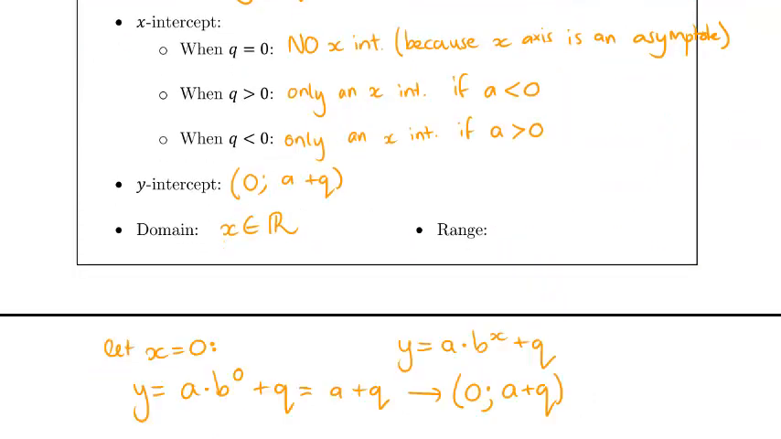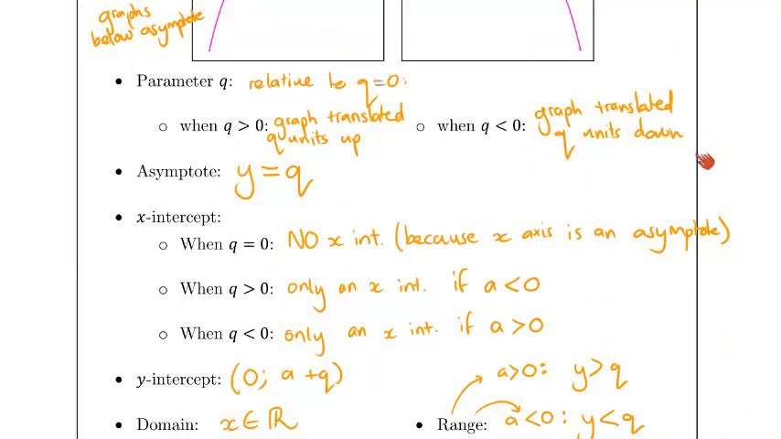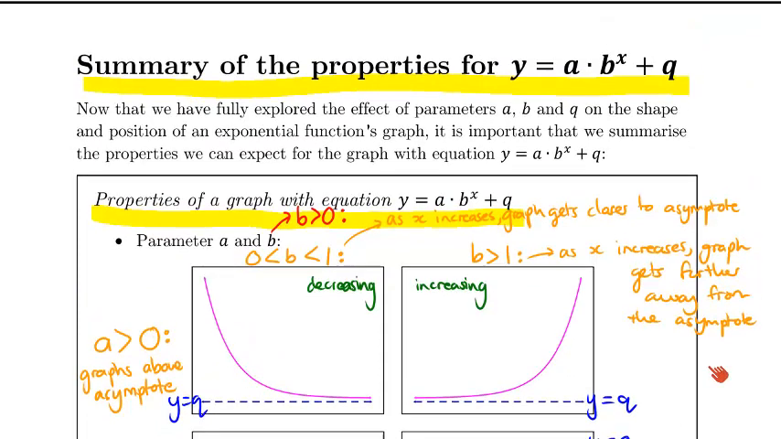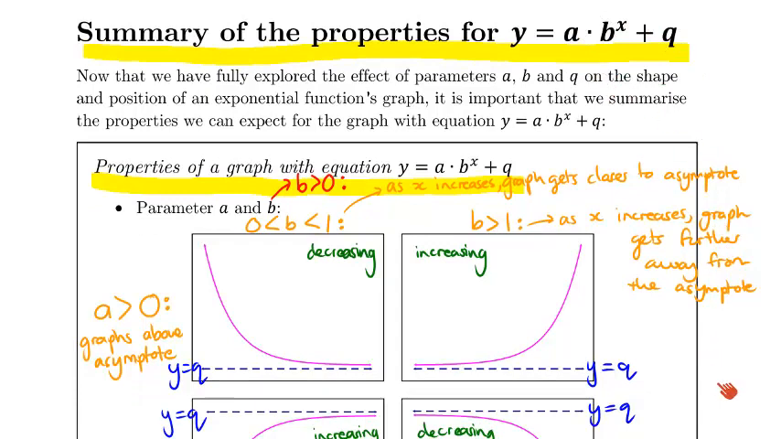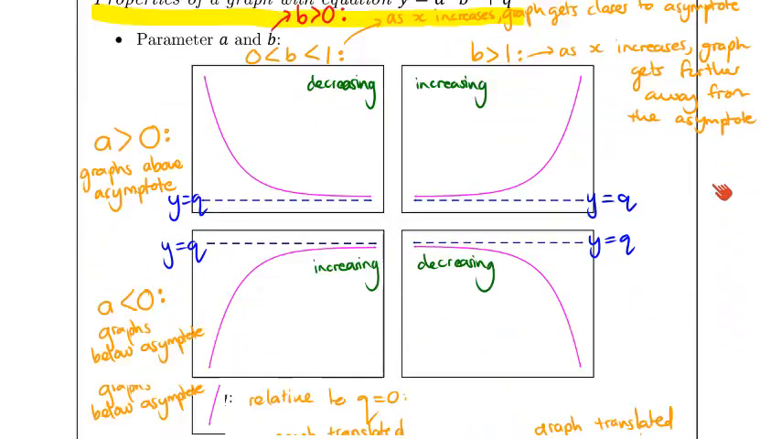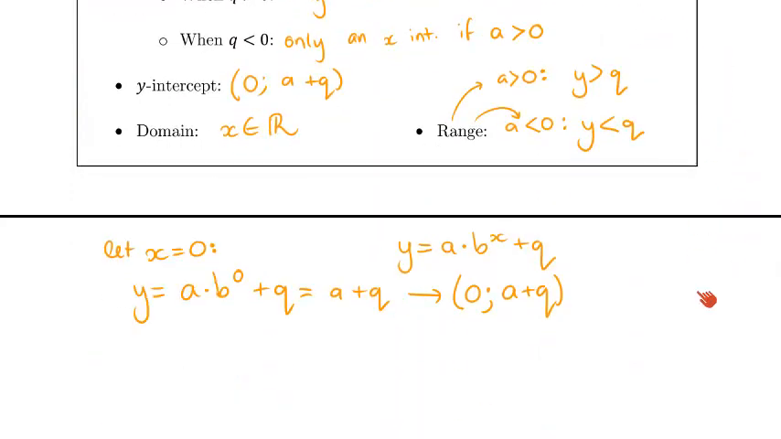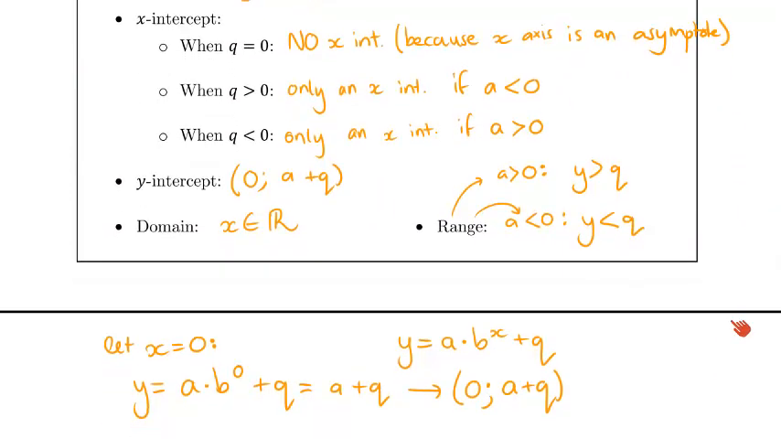So what's the conclusion we can have for the range? Well, if a is greater than 0, then the range is that y is greater than whatever the q value is, whatever the value of the asymptote is. Whereas if a was less than 0 over here, then our conclusion is that the range will always be less than that q value. And there you have it, guys. That is the properties of exponential functions of the form y is equal to a times b to the x plus q. Like I said, that is the most difficult function you do in grade 10 by a long shot, but don't worry, you made it through.